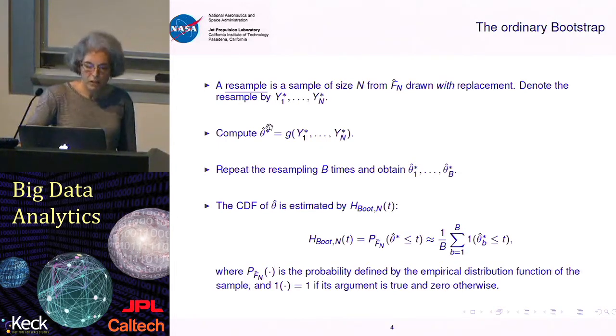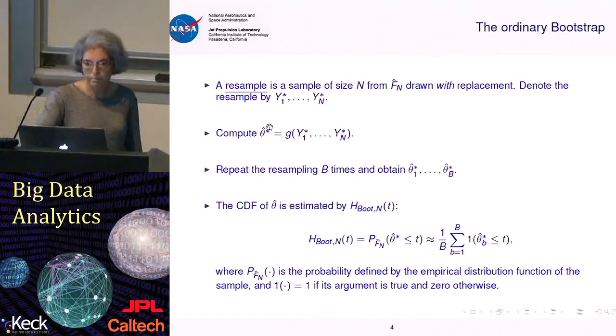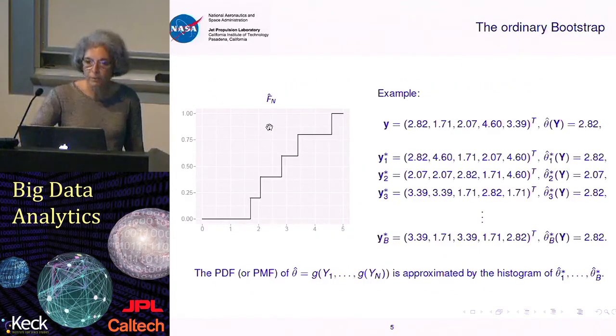And I'm going to approximate that with a Monte Carlo estimate, where after doing this capital B times, I simply count the number of my theta star b's that were less than t, I add them up, and I divide by that big B. There you have it. It's a Monte Carlo estimate of that probability for that particular value of t. You may or may not have seen the notation 1 with an argument there. That's called an indicator function, and it simply takes on the value 1 if it's true and 0 if it's not.